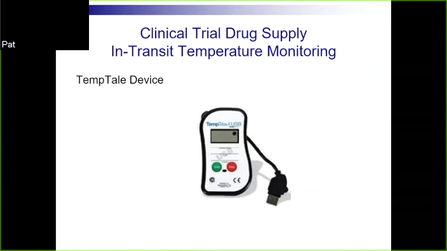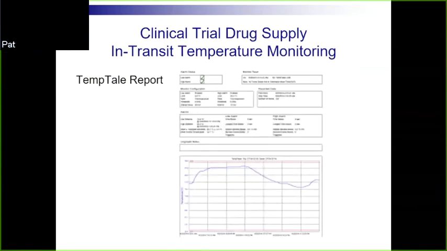Then they connect the USB port to their computer, and it'll generate a nice little PDF, where the blue line indicates the temperature that was experienced while in transit. So it's a way to confirm the integrity of the product while in transit out to sites, and that's a very common practice for temperature-sensitive shipments.